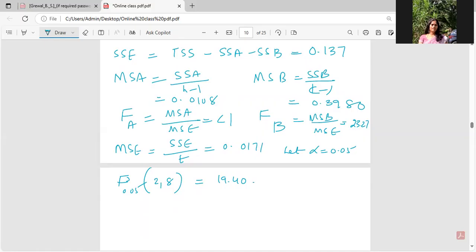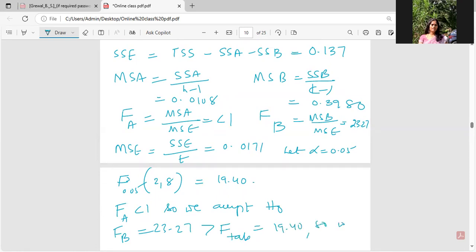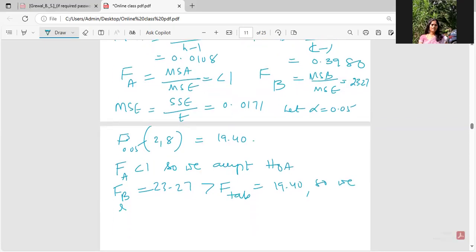Okay. So I will just write here. FA is less than 1. So we accept H naught. Okay. FB is equal to 23.27, greater than F tabulated value, which is equal to 19.40. So H naught A I am accepting, H naught B I am rejecting. H1B, I'm sorry. H naught B we are rejecting. H1B we are accepting.